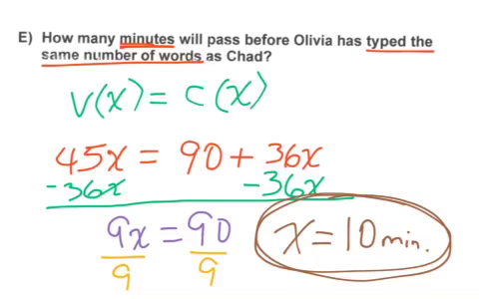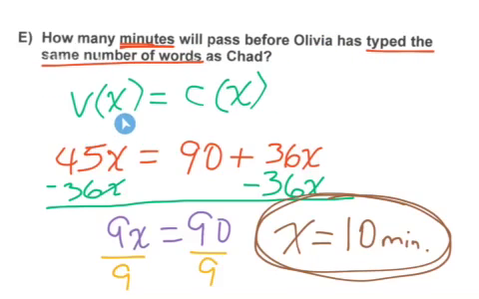Now let's walk through why it works this way. The whole idea here in these examples is to give you a couple of different characters, people, doing things at a different rate, and you're generally going to be asked to set them equal to each other. That's what this is asking. How many minutes will pass before Olivia has typed the same number of words?